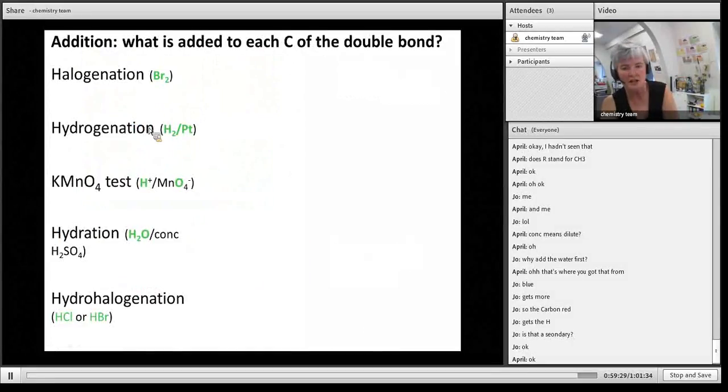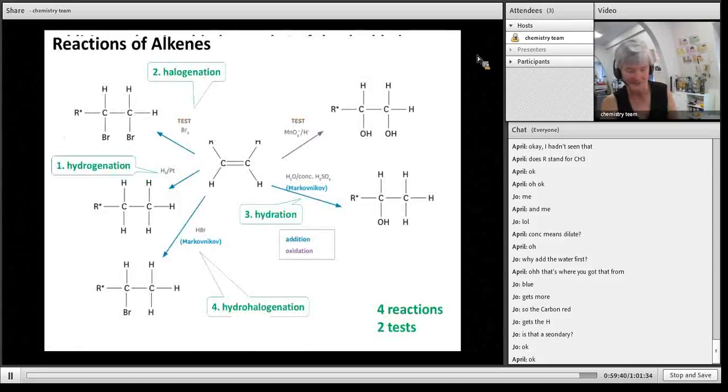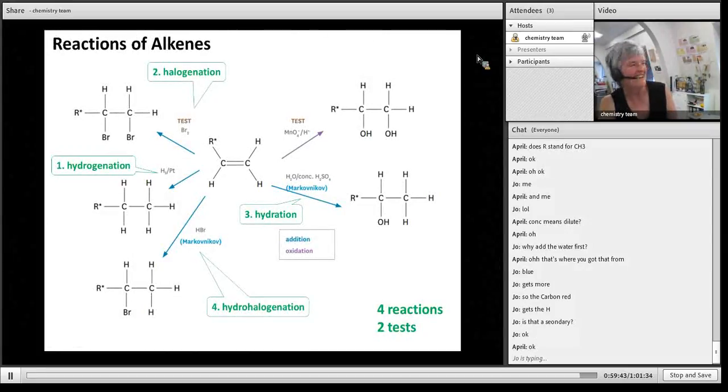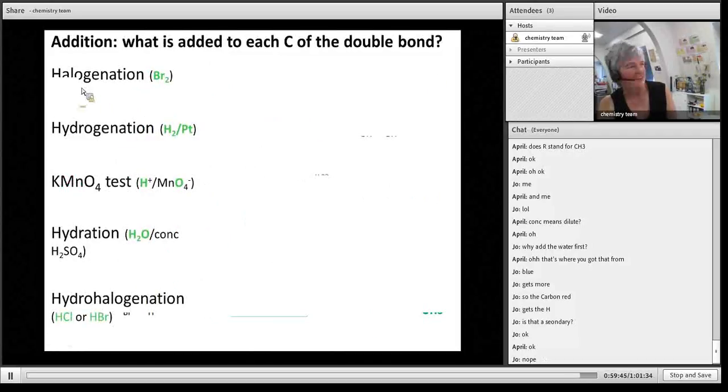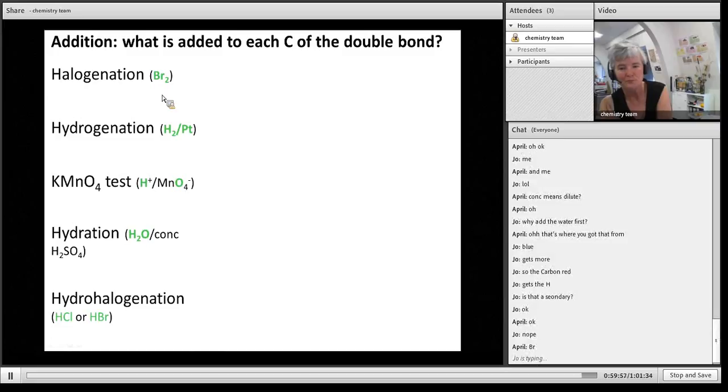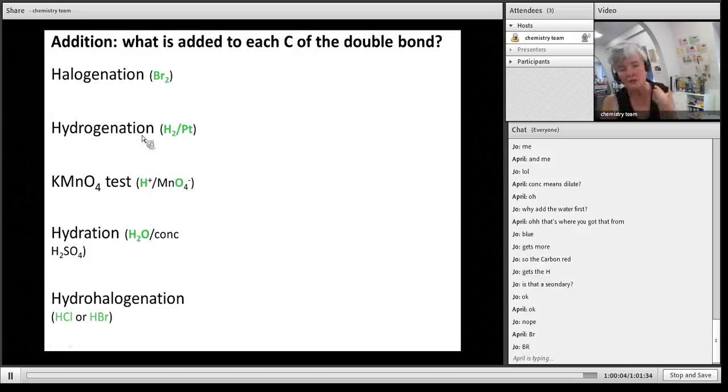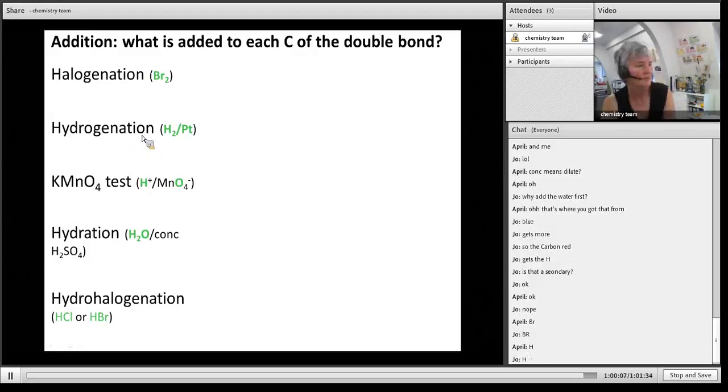So very quick question and then we'll stop. What is added to each carbon of the double bond? Let's see if you've remembered that slide. Halogenation. It's not as bad because halogenation, I've added halogens. So what's added to each carbon of the double bond? Br. So it's not so bad. Hydrogenation. What's added to each carbon of the double bond? H. Okay, so those are easy.